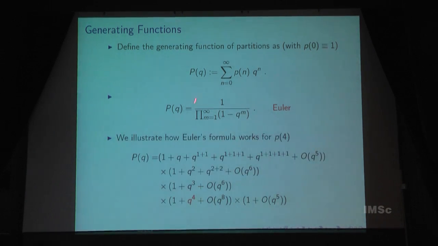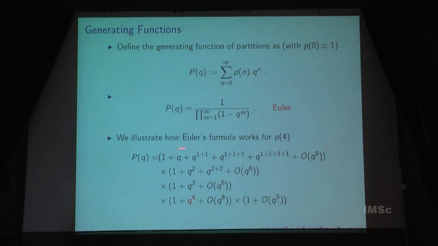Okay, so the question is, how do we understand this formula? I'm going to illustrate this for how you extract P of 4. I just use the simple Taylor expansion of 1 by 1 minus x, which is 1 plus x plus x squared, and so on and so forth. So I look at this product and I expand, it goes from m equal to 1 to infinity, so the first term is 1 upon 1 minus q. I expand that, I get 1 plus q, and instead of writing q squared, since I don't know 1 plus 1 is 2 yet, I write it as 1 plus 1.